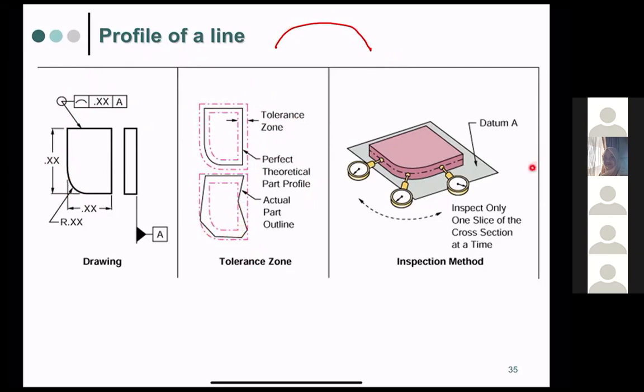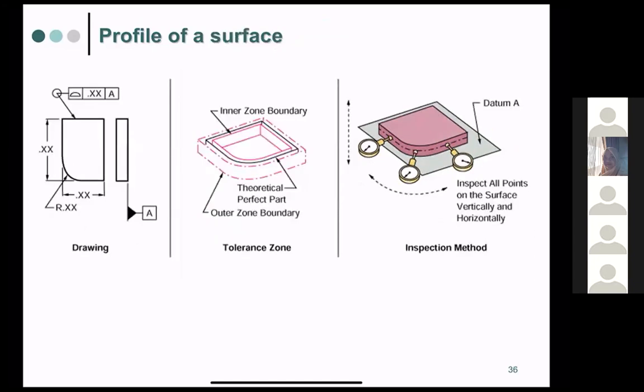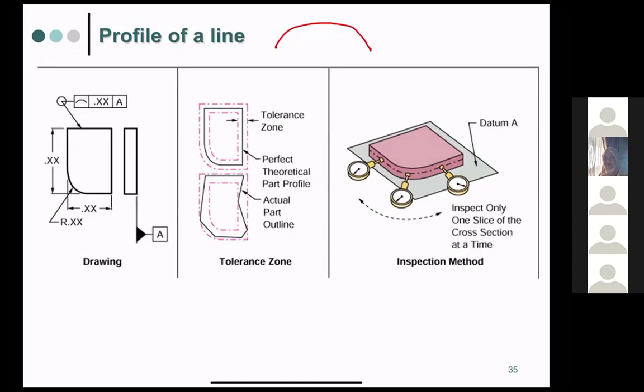Okay, the inspection method is using this indicator as well. So we inspect only one slice of the cross section at a time, like this, with respect to the datum. Okay, and then the profile of the surface. The line is actually 2 dimensional because it is only one slice at a time, which means only a straight line. That's why it's called profile of a line. So it is 2 dimensional.